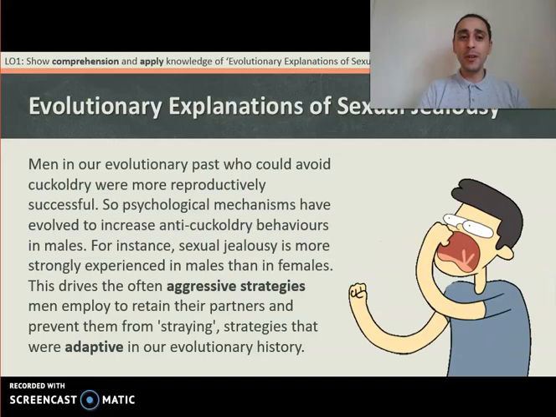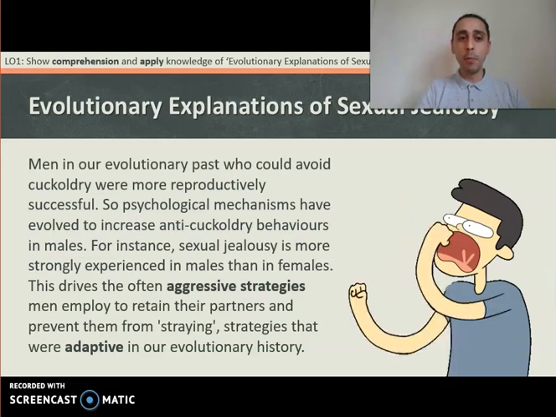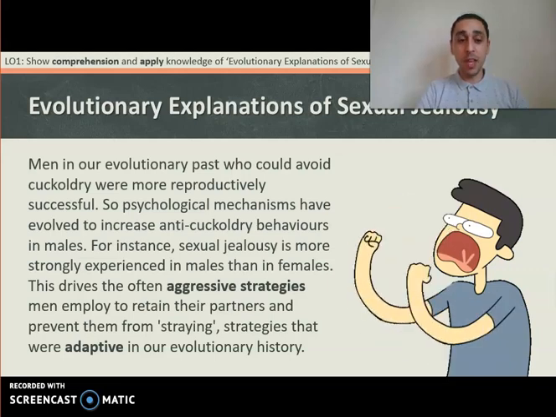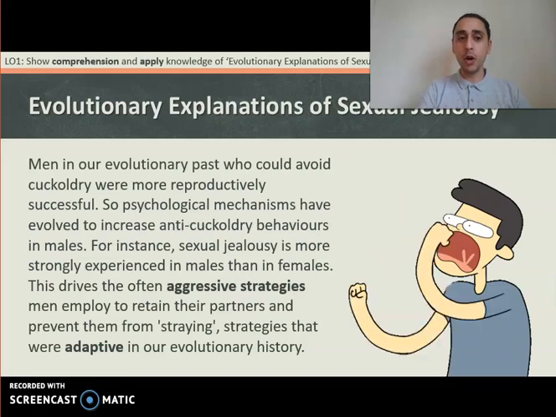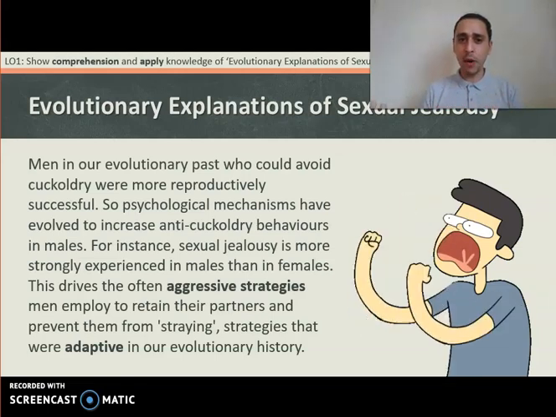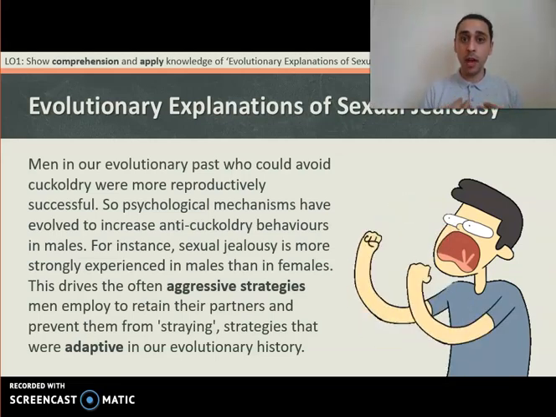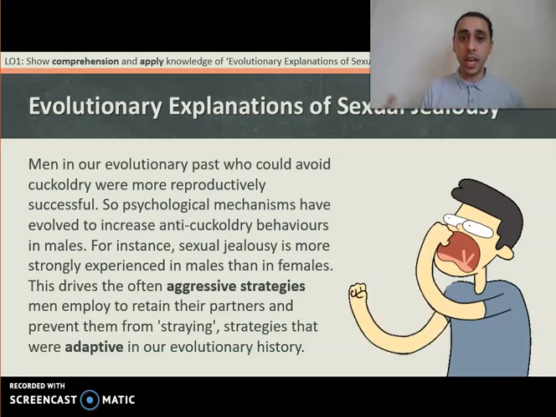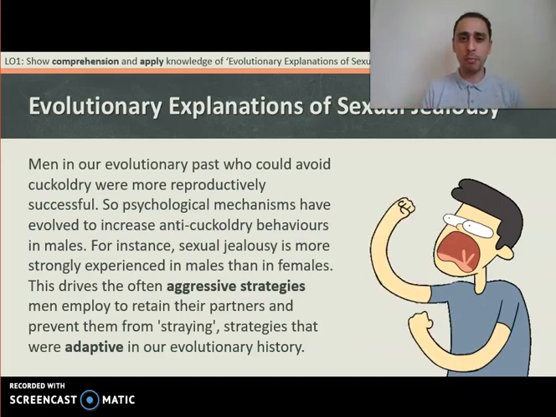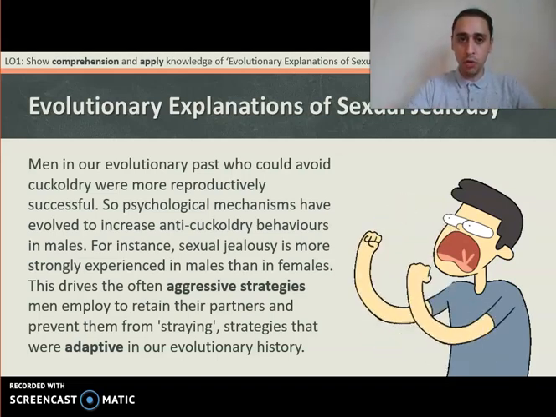Men in our evolutionary past who could avoid cuckoldry were more reproductively successful. So psychological mechanisms have evolved to increase anti-cuckoldry behavior in males. Those males that didn't waste their own resources on other people's children were more likely to pass on their genes because they saved their resources, their food, their shelter, their protection for their own children. Therefore, their genes in their children are more likely to be passed on.